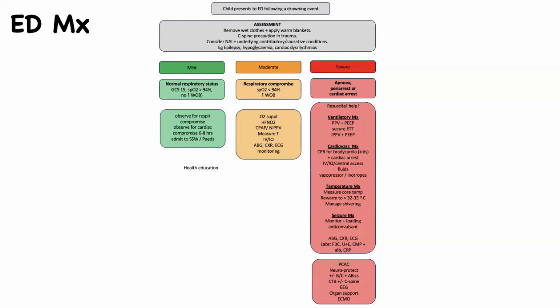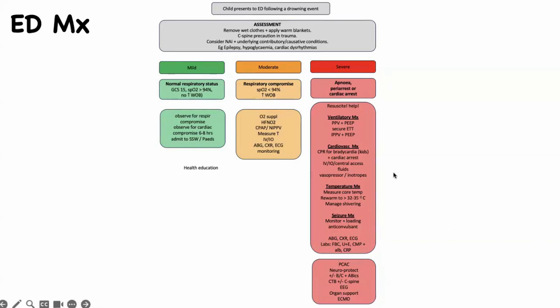If there's cardiac arrest, adults or kids, obviously CPR, IV or IO, look at getting central access, fluid bolus, depending on the cardiovascular status of the patient, and looking at vasopressor inotrope support. Temperature management is very important in the severe group.